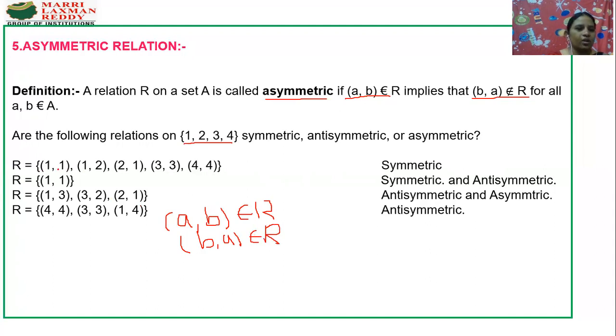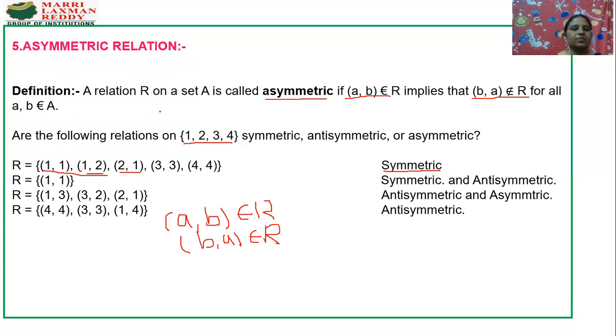So observe (1,1), then (1,2) is present. Okay, (a, b), then (b, a). So (1,1), again (1,1), (1,2), then (2,1). So this is symmetric. Then any other possibilities, (1,1), (2,1) is there, so it is symmetric. Observe (1,1), again (1,1), it is also symmetric. So in the first two examples, (1,2) and (2,1) are present in the relation. So the first one and the second one are symmetric.